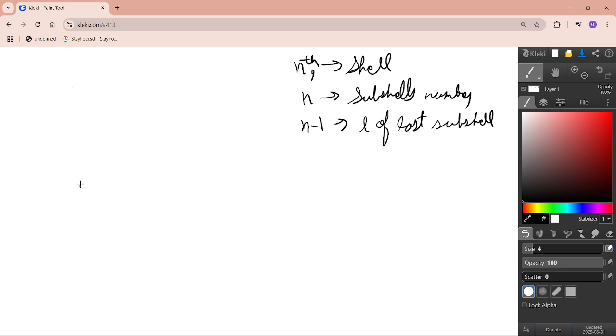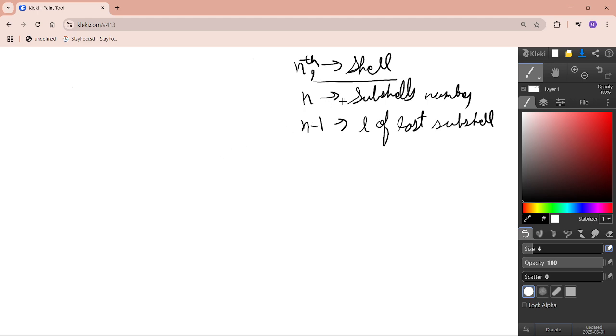So let's begin. We're talking about an nth shell, right? So there are n subshells, and n minus 1 is the L of the last subshell. Okay, let's not derive just n square, let's derive 2n square, the number of electrons also. It's just multiplied by 2. So let's say for this nth shell, there are n subshells.